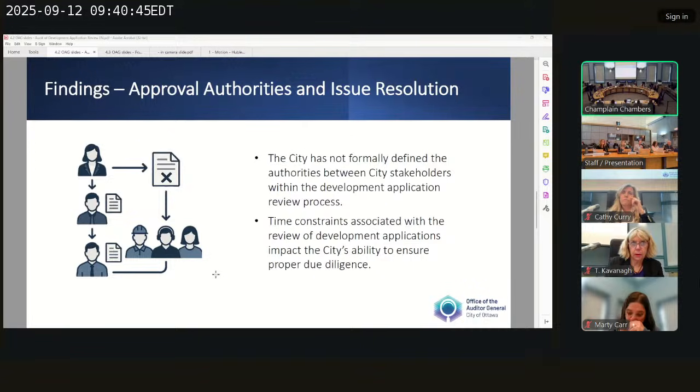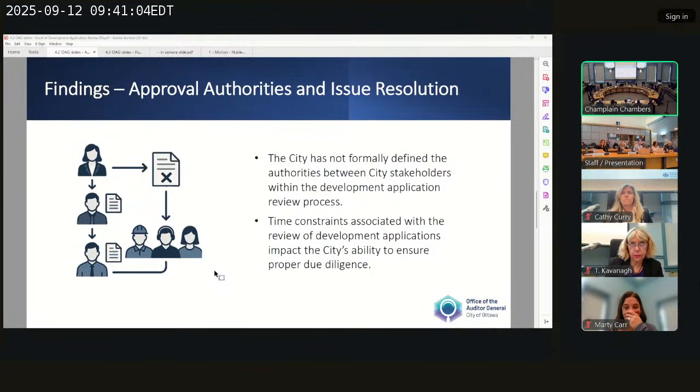An example of this was demonstrated in our sample file testing, where the rationale for the planning lead not following the recommendation of the subject matter expert was not documented. Without formally established authorities for decisions within the development application process, it could lead to inappropriate decisions.